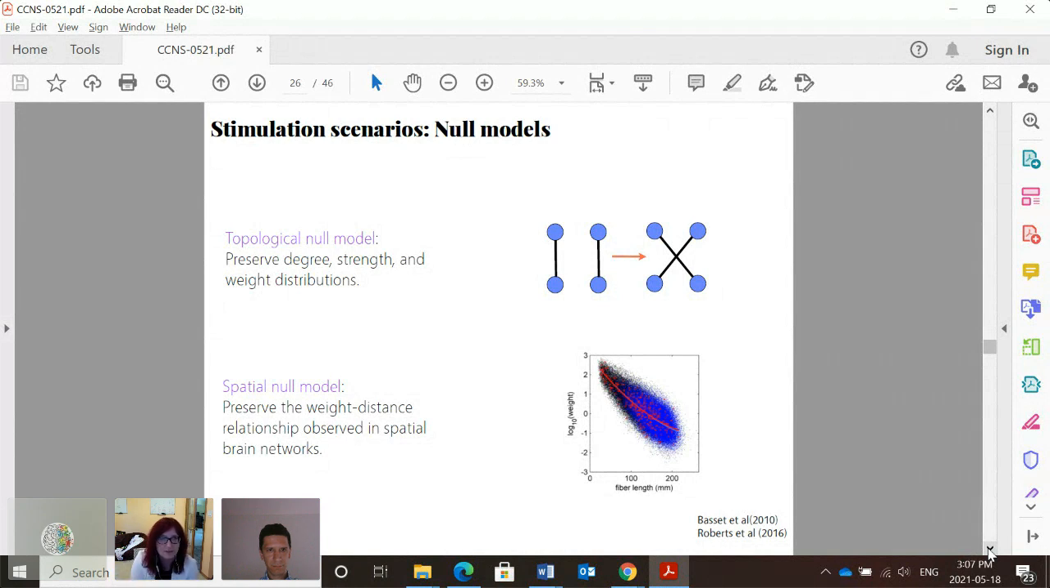We reshuffled edge weights to preserve all of these distributions. And we also made use of a spatial null model. In the brain, you see this weight distance relationship, a log distribution that you're seeing in the graph. So we make sure we preserve this distribution to control with the spatial null model.